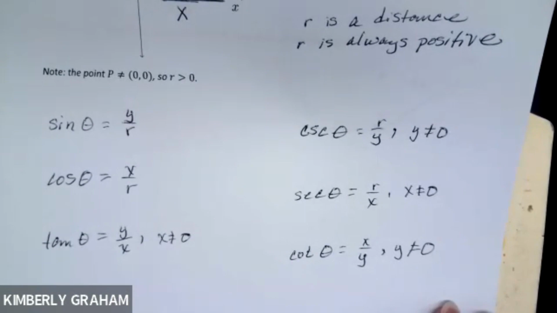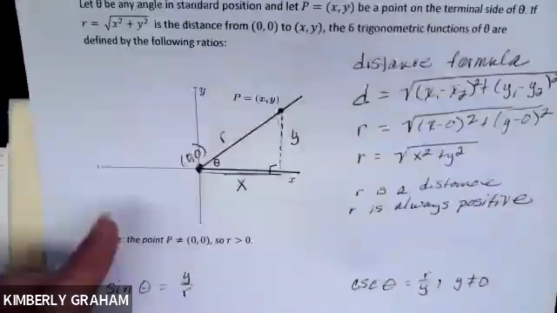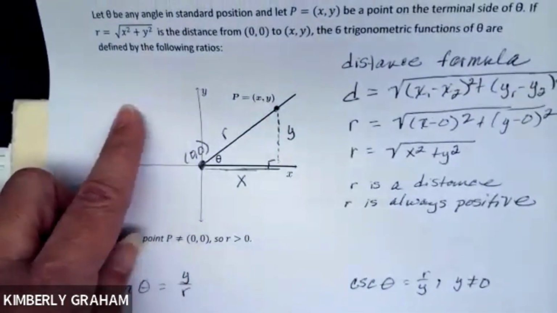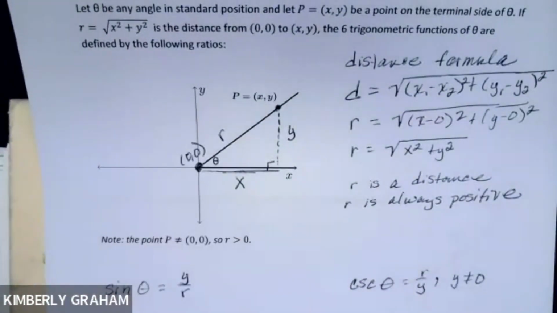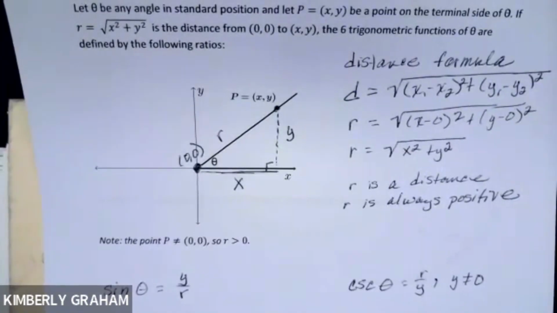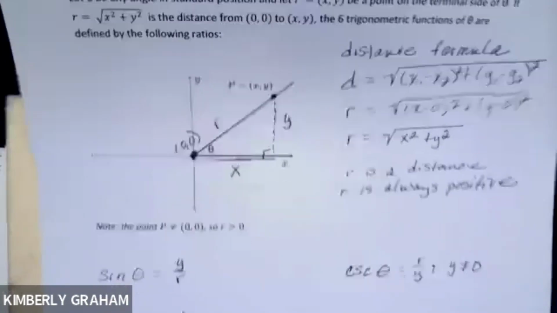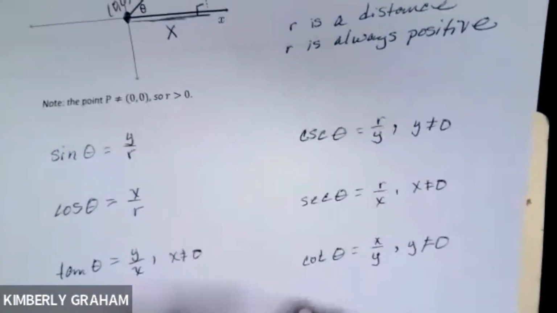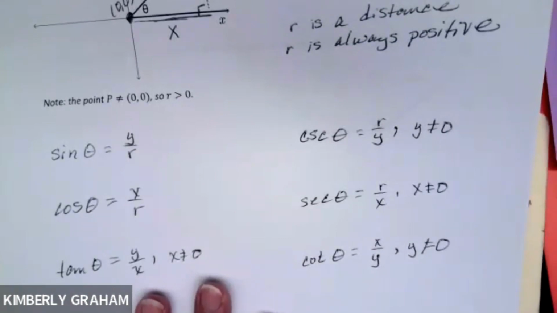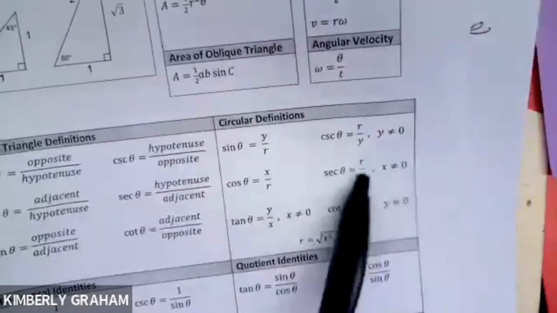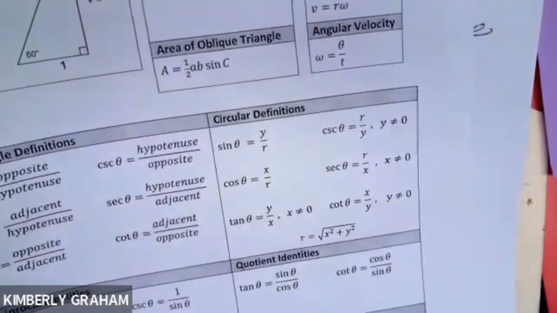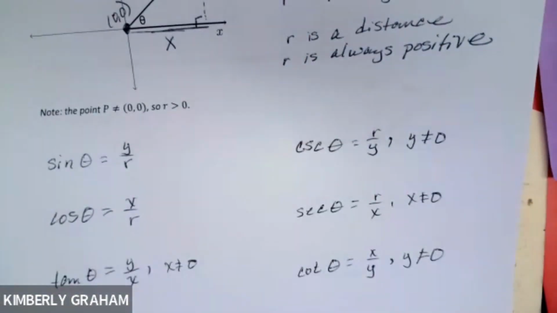Right. So those are my new definitions that are going to hold true for any point that I put on this coordinate grid. And now I can have my point over here, down here, over here. I'm not limited to just acute angles. I now can have obtuse angles. Now, these are called your circular definitions, and they're on your reference sheet. So you don't have to memorize them, but that's where they come from. They come from the distance formula, basically.